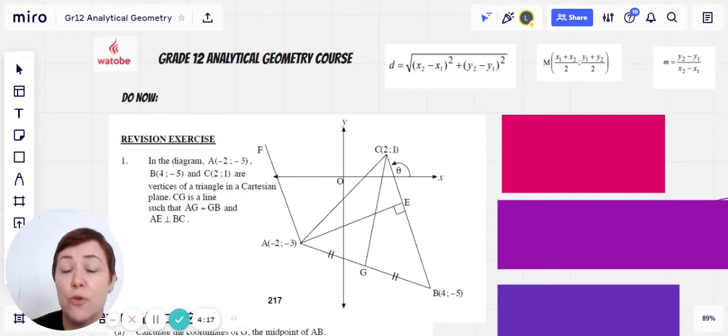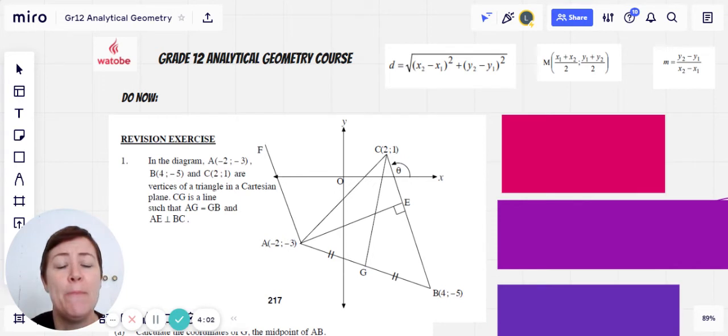So the focus is on circles that are not centered at the origin, finding the equation, working with tangents to circles, etc. Towards the end of the course, I will spend a bit of time talking about exam type questions, but just running through the main concepts and the things that you need to know before you write your exam.